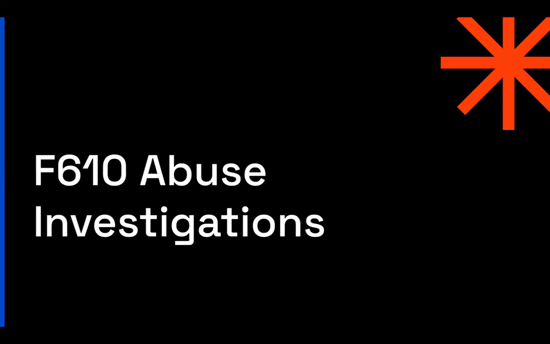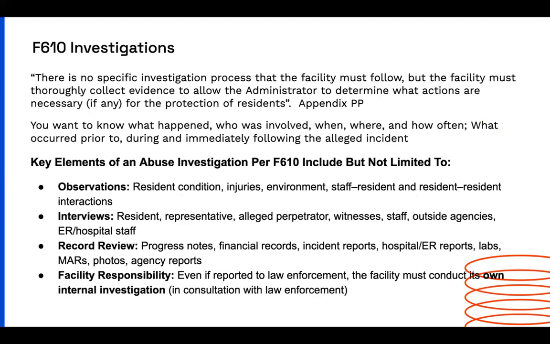So we can't have this conversation without talking about the regulation, and there is a specific regulation around abuse investigations. It's F610. F610 says there's no specific investigation process that the facility has to follow, but the facility must thoroughly collect evidence to allow the administrator to determine what actions are necessary for the protection of residents. Ultimately, you want to know what happened, who was involved, when it happened, where it happened, and how often. You also want to know what occurred prior to, during, and immediately following the alleged incident.